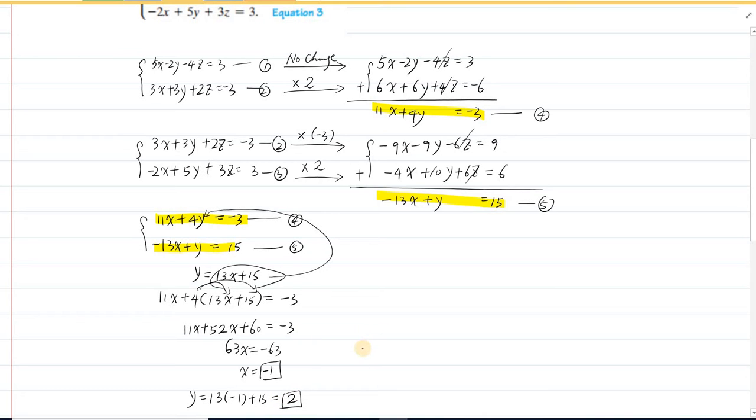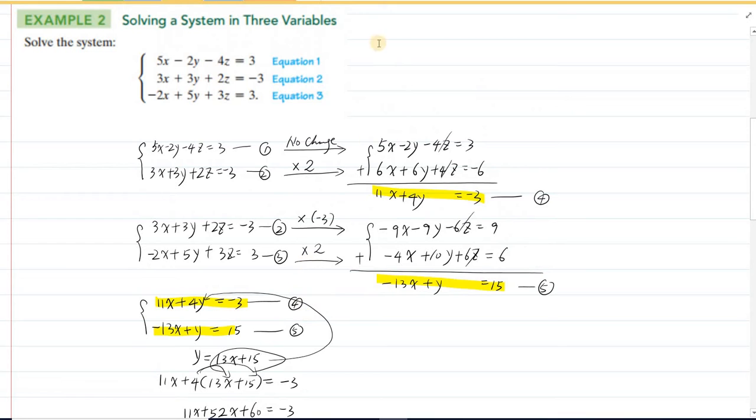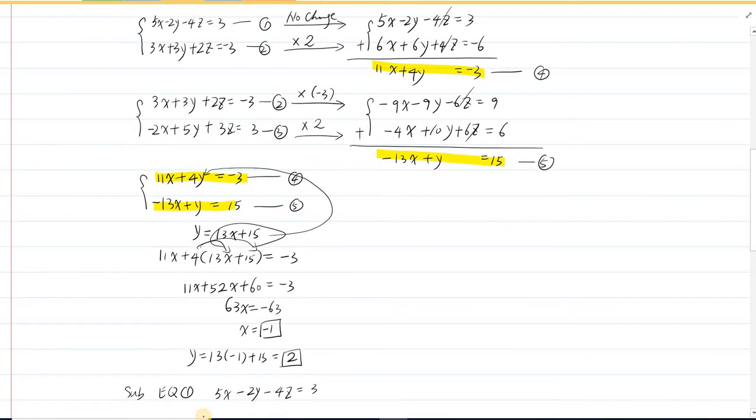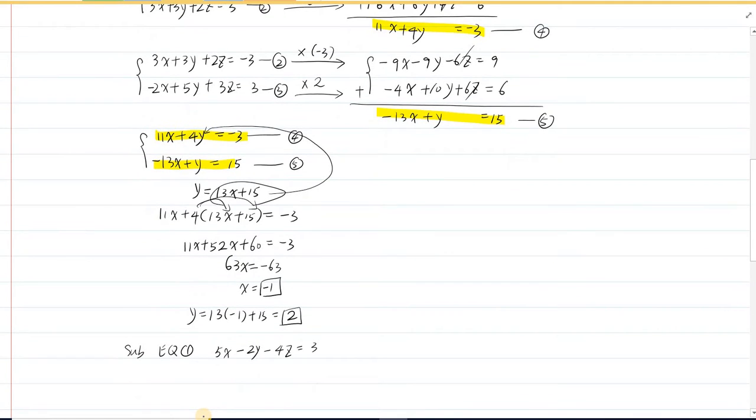Okay, once we have your x and y, we can plug this back inside your equation 1, 2, or 3 to find your z. So all I did is just rewrite equation 1 since it's a little bit far away from us. So I'm going to plug in 5 times my x, which was -1, and then 2 times 2 minus 4z, and then we're going to simplify this. -5 minus 4, that's -9.